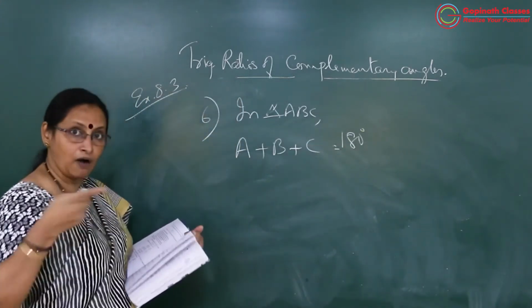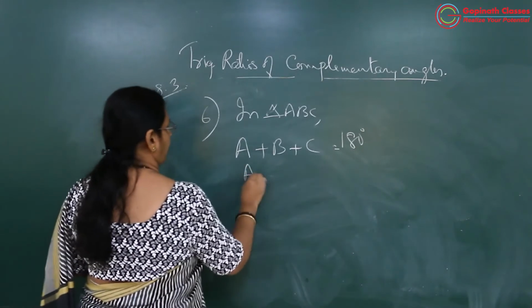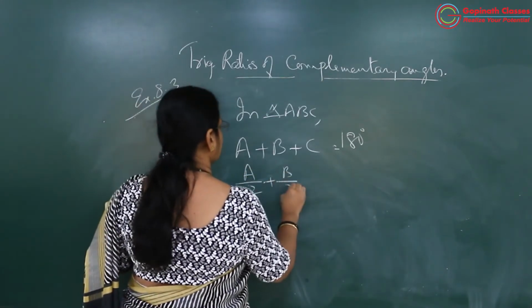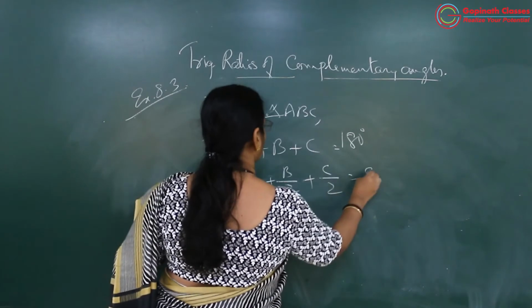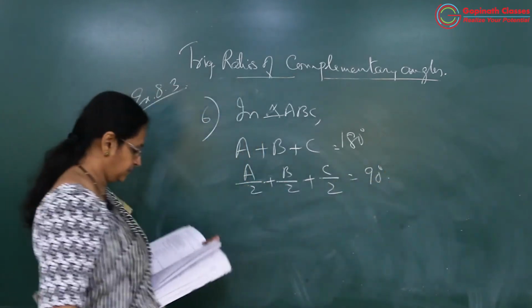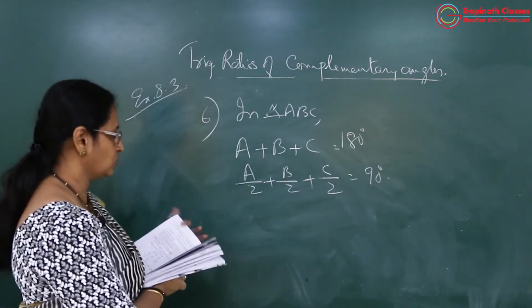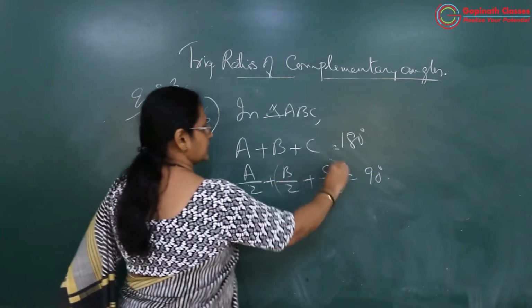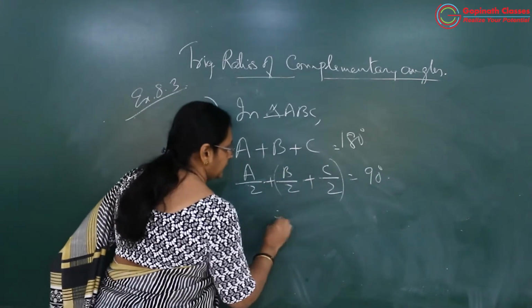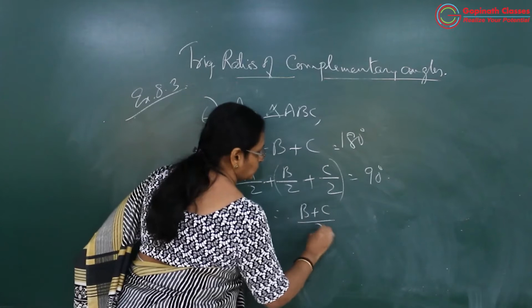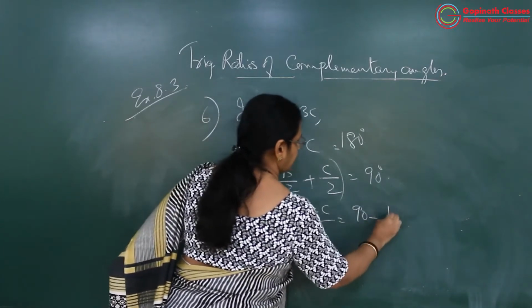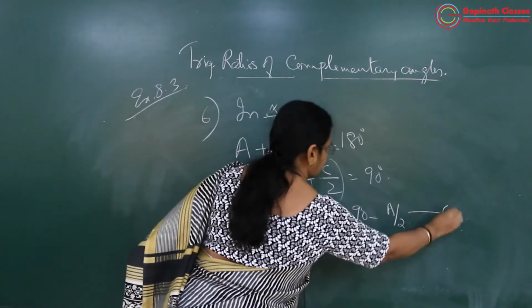We want half of the angles. So, let us make it half. A by 2 plus B by 2 plus C by 2. Obviously, it will be 90 degree. We want (B plus C) by 2 one side. So, I am keeping only this to this side and taking A by 2 that side. Therefore, (B plus C) by 2 is equal to 90 minus A by 2. Keep it as statement number 1.